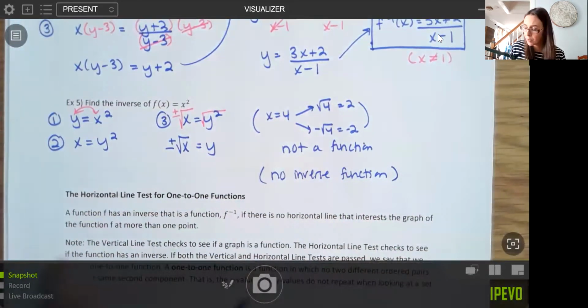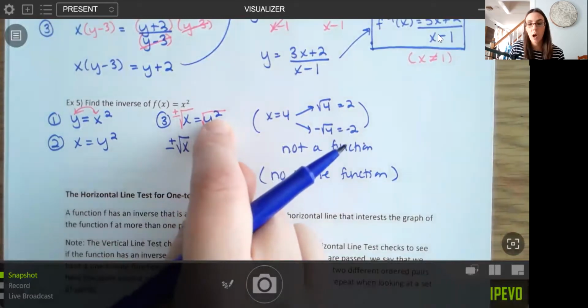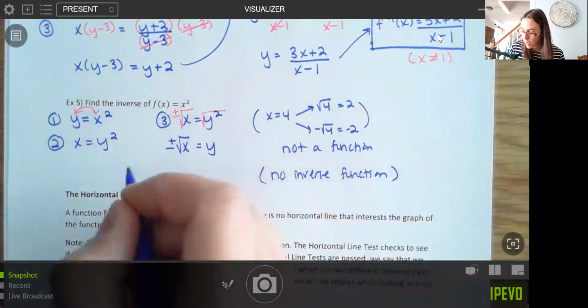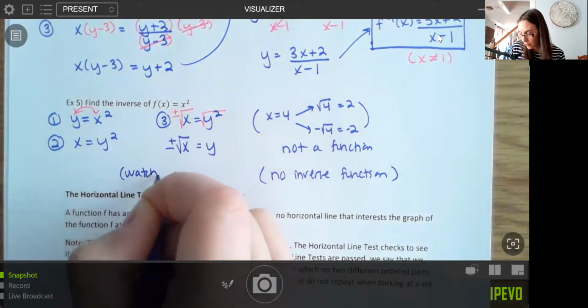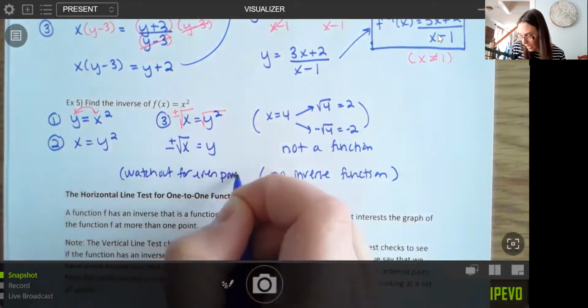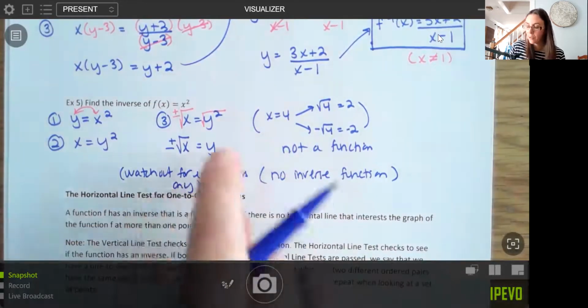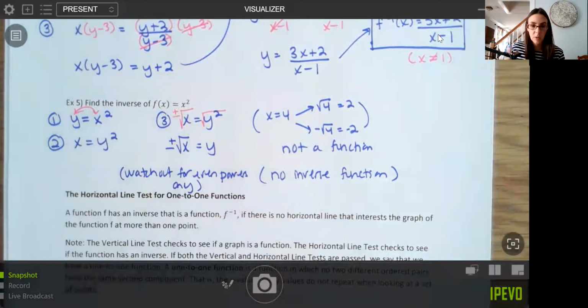And you're going to see that plus or minus idea anytime you have an even power on the y. So watch out for even powers on the y when you solve. Now it's the y after you switch, right? So once you switch and you're solving, then you're watching out for those even powers on the y.